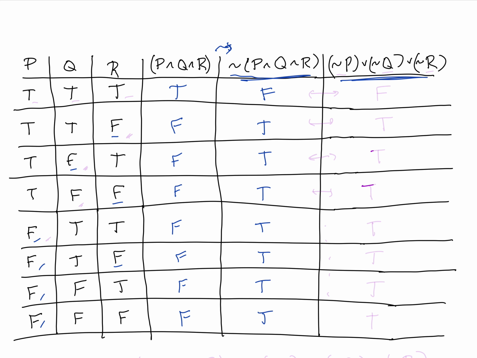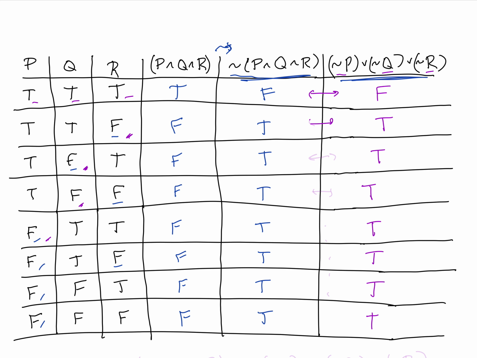Our last column, not P or not Q or not R. So this is true if any of those is true: not P is true, or not Q is true, or not R is true. So here, not P is false, not Q is false, and not R is false. So this is false. Here, not R is true, so this is true. Not Q is true, true. Not Q is true. Not P is true. And for the rest of the way down, not P is true. Now we've got the truth tables for each of these. Now we want to check, are these two expressions logically equivalent?